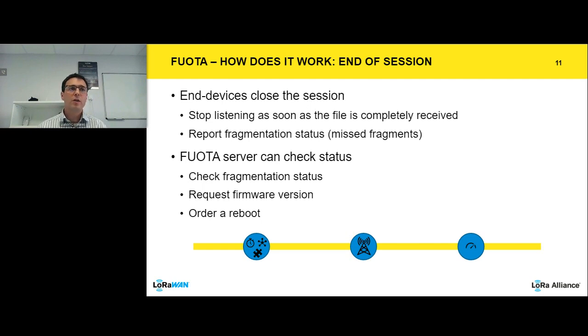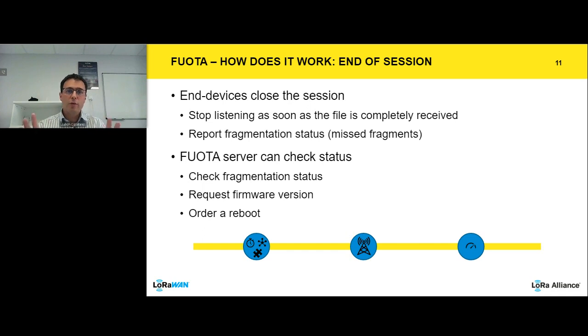On the server side, the server can also instruct the device to get their status back. So it could check the fragmentation status, as I said. It could also request the current version of the firmware or the current version of the pending update of the firmware file on the device. And finally, we also built an instruction to ask the device to reboot. All that is, again, used in unicast fashion. So the FUOTA server can instruct each end device one by one to do those checks on the firmware and on the reboot.